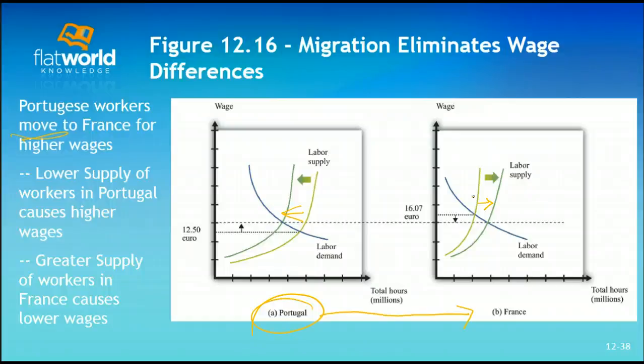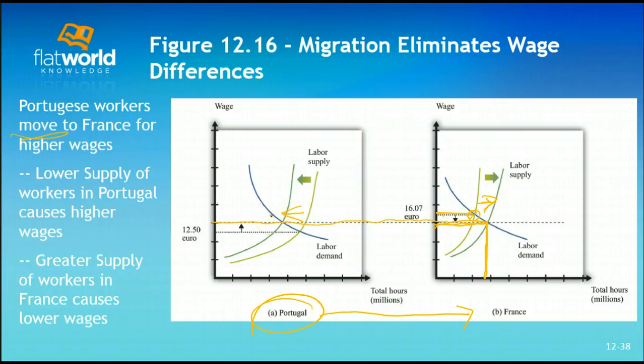Now, the only reason those workers were willing to move from Portugal to France was because the wage rate was higher. But notice, as I move the labor supply curve out, what was once a wage at equilibrium at 16.07 euros has now been pushed down to a new equilibrium wage. The supply has expanded, so the new equilibrium wage is actually going to settle at, check that out, the exact same equilibrium wage which will be occurring in Portugal because of the contraction in labor supply.